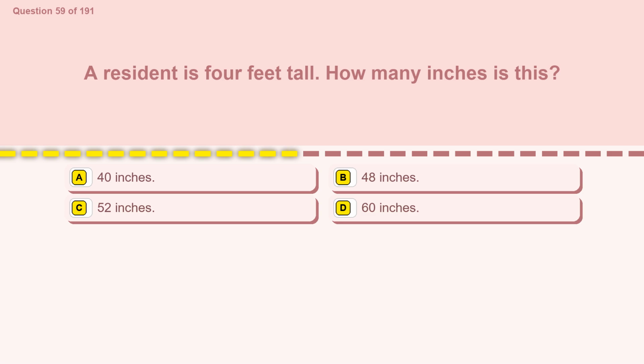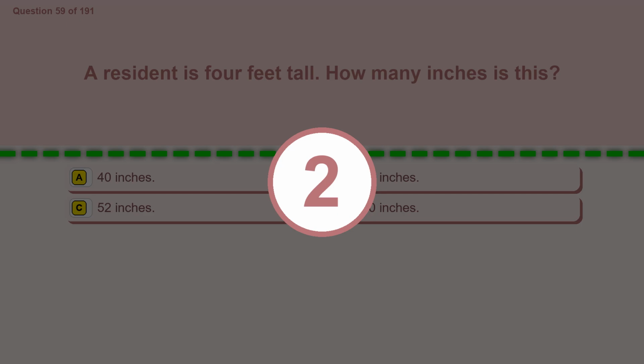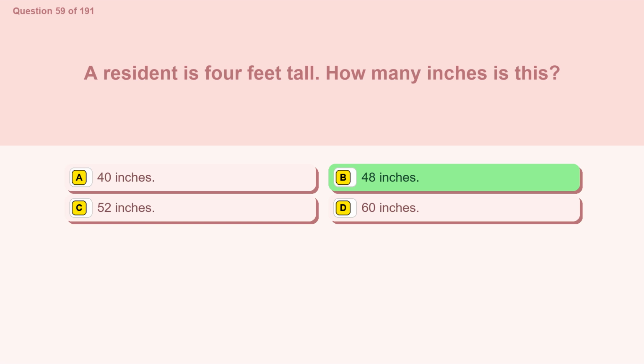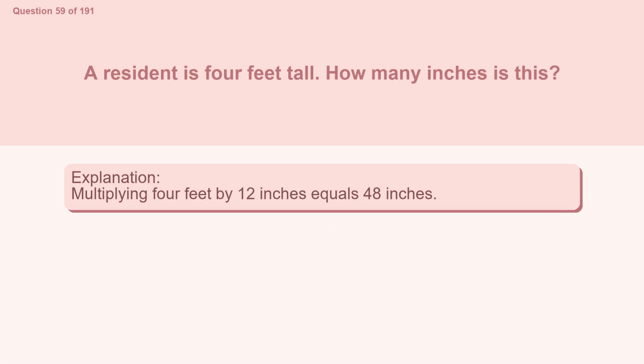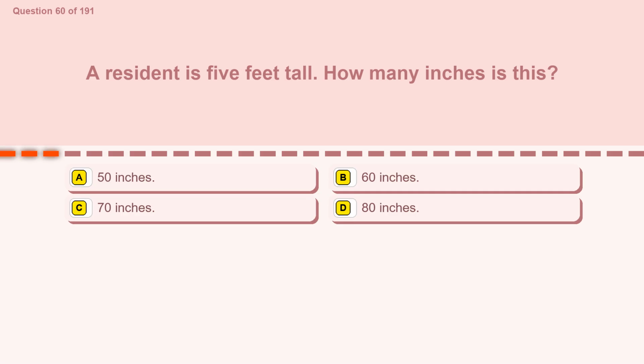Option A. 40 inches. Option B. 48 inches. Option C. 52 inches. Option D. 60 inches. The correct answer is option B. 48 inches. Multiplying 4 feet by 12 inches equals 48 inches. Question 60. A resident is 5 feet tall.